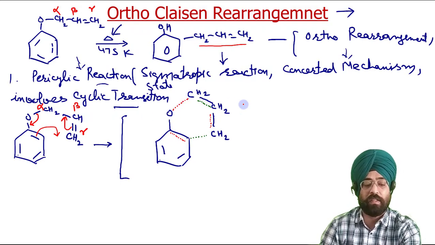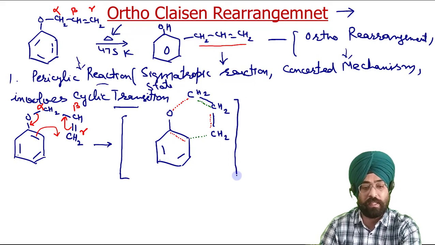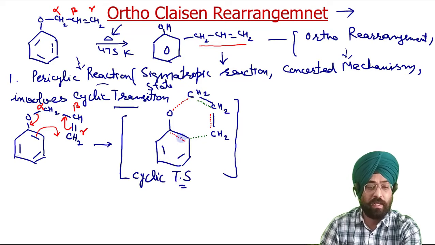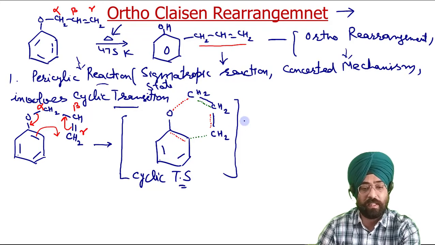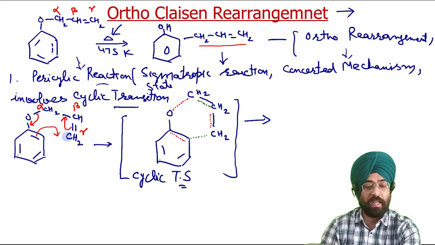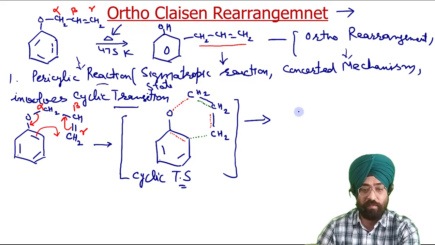So this is our transition state. So you can see it is a cyclic transition state. Here red color means that the bonds are being cleaved. Green color shows new bonds being formed. So you can see the bond formation and bond cleavage is in a single step. Now after all this bond formation and bond cleavage has taken place, we will get this product.